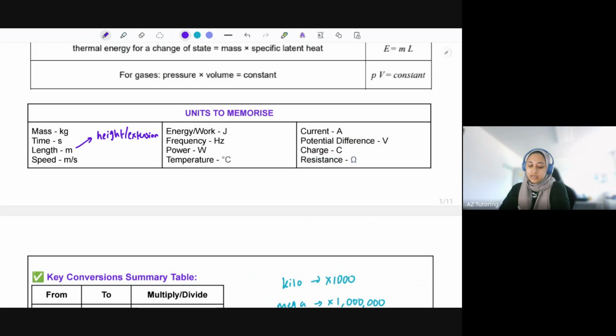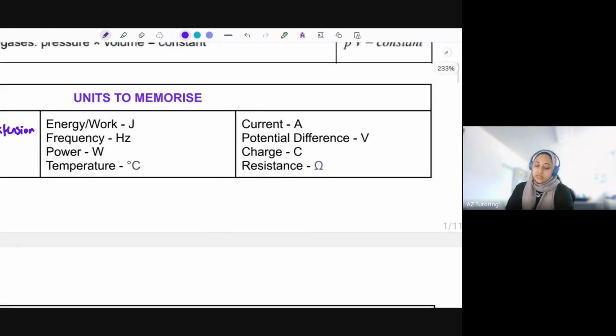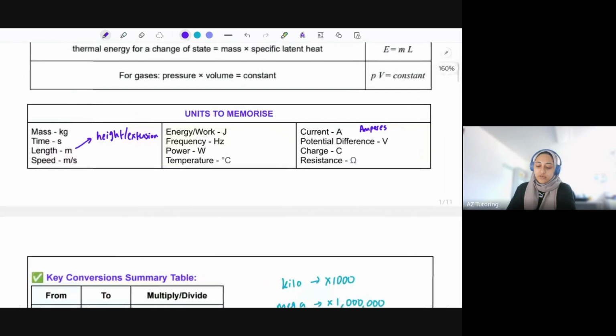Speed is in meters per second. Energy and work done, technically the same thing, they're in joules. You've got frequency in hertz, power in watts, temperature in degrees Celsius for what you guys do. We've got current in amps. Amps is for amperes, which is just like 1. Potential difference in volts, charge in coulombs, and then resistance in ohms. So there's every unit you need to memorize for paper 1.